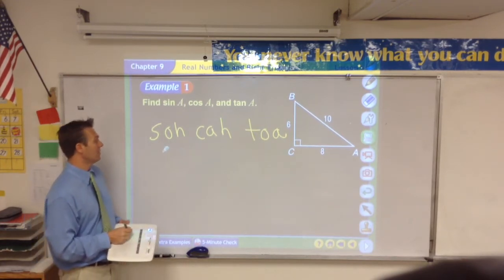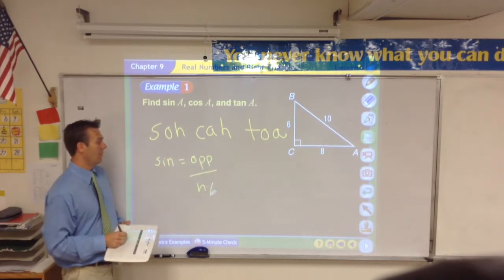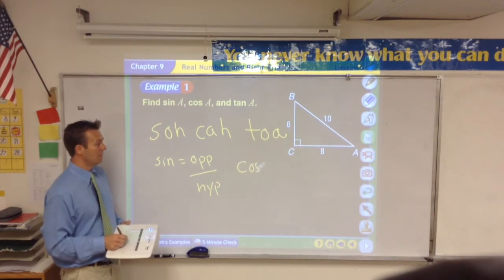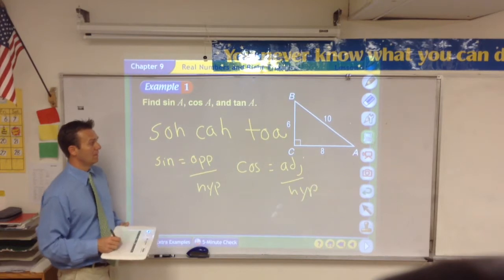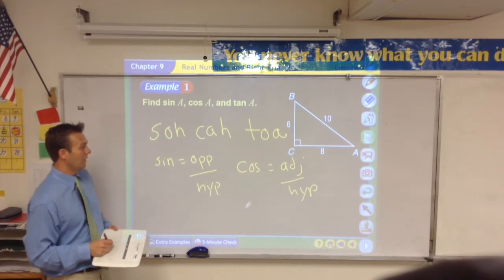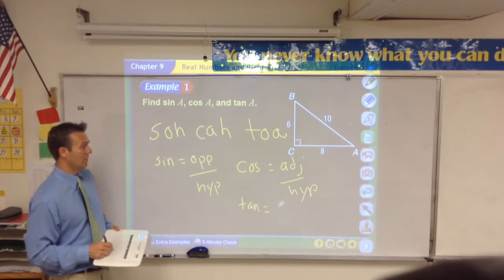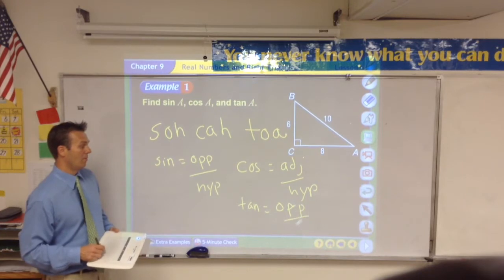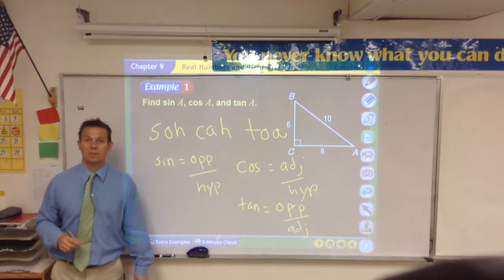Because the formula for sine is opposite over hypotenuse. And we know what hypotenuse is. That's the side opposite the 90-degree angle, which is your C. For cosine, it's adjacent over hypotenuse. And we'll talk about what adjacent and opposite mean in a moment. And the last one is tangent, which is opposite over adjacent. Those are the three formulas that you're going to be using for trig.